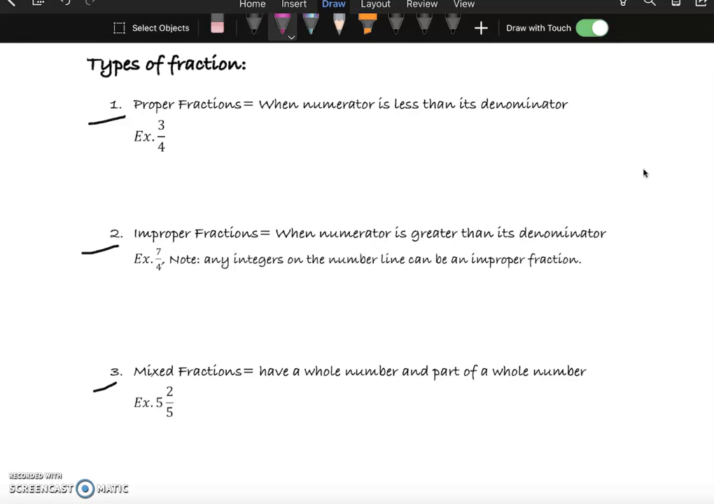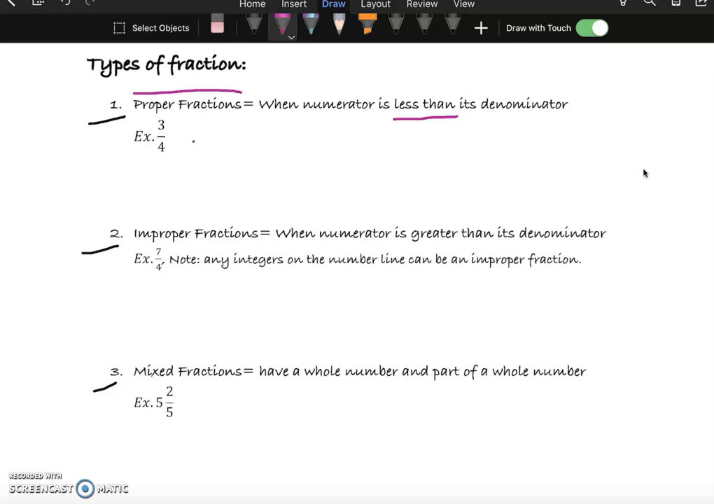Okay, let's take a look here. Proper fraction. A proper fraction is basically when the numerator is less than its denominator. So in this example, 3/4, which is 75 cents if you like money, 3 is smaller than 4.